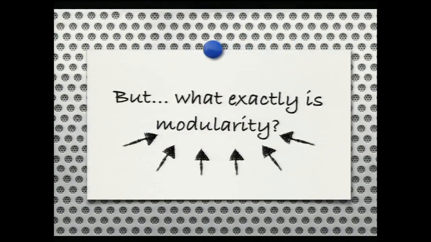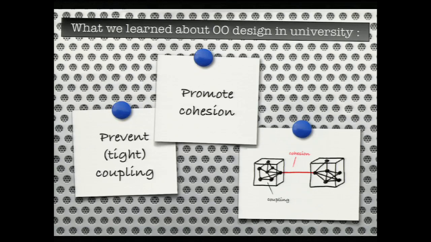So the big question is, okay, I saw the word on every slide, but what exactly is modularity, right? If I go back to what I learned about object-oriented design in university, to be honest, I just remember one thing, and most of us will probably remember it. I remember preventing tight coupling and promoting cohesion, right? Does that sound familiar to everybody? All right, this is what you learn in university. So what is tight coupling and what is cohesion? I tried to draw a little picture on the right-hand side of the slide.